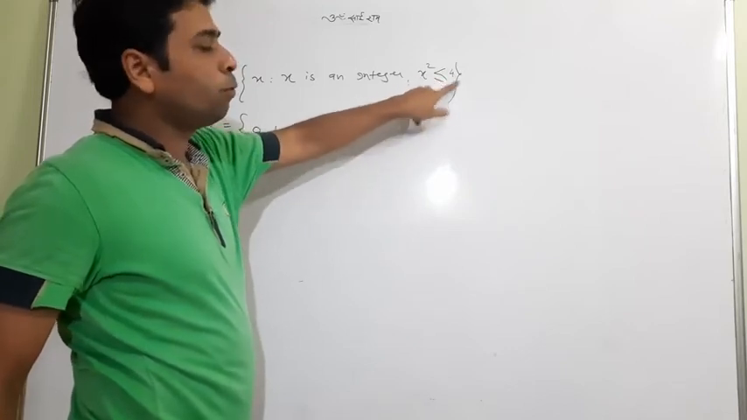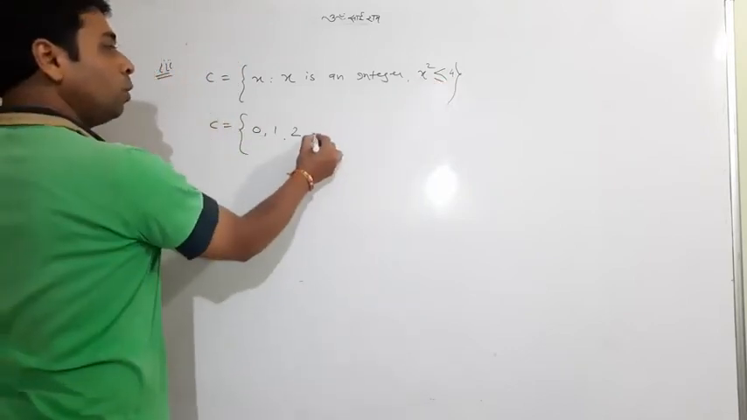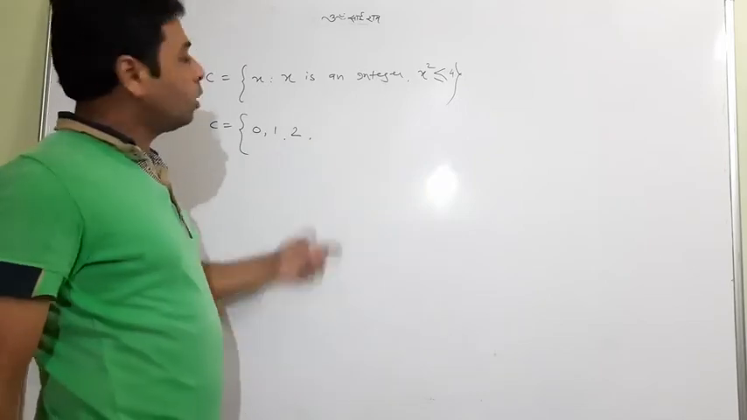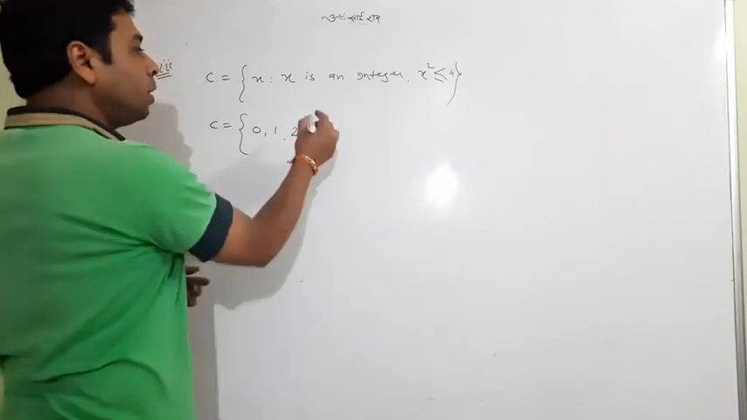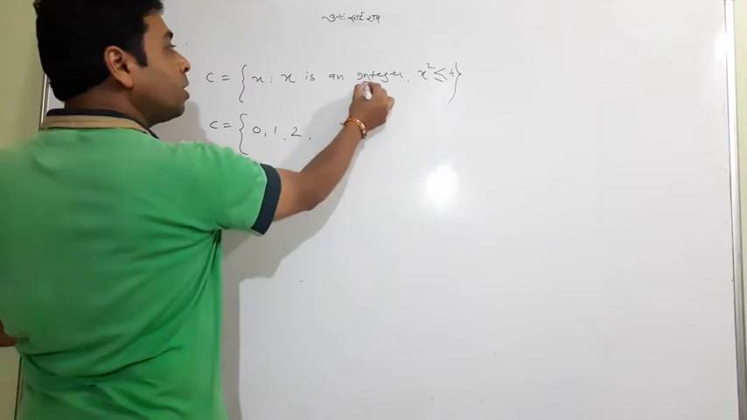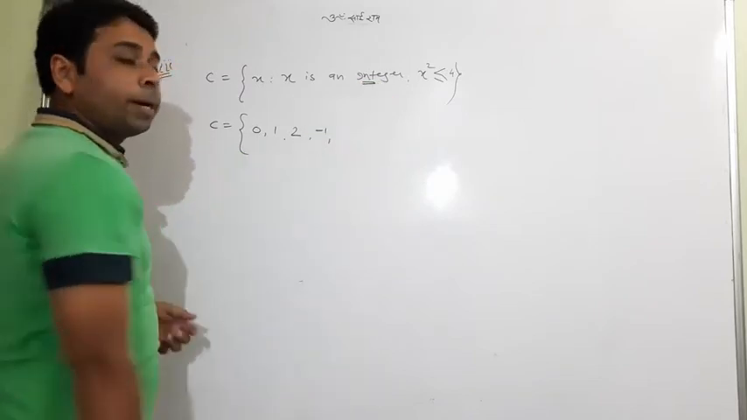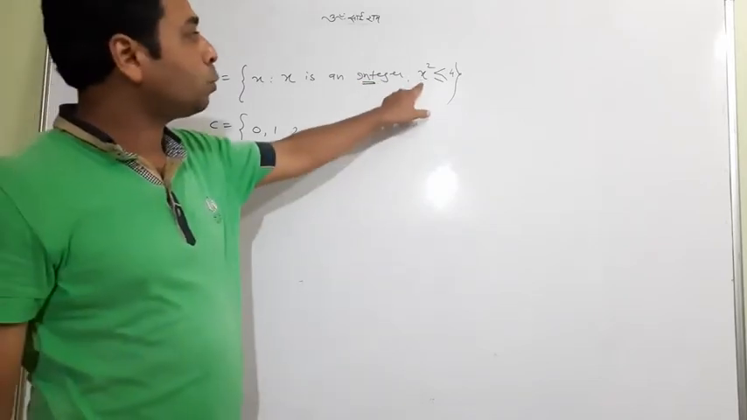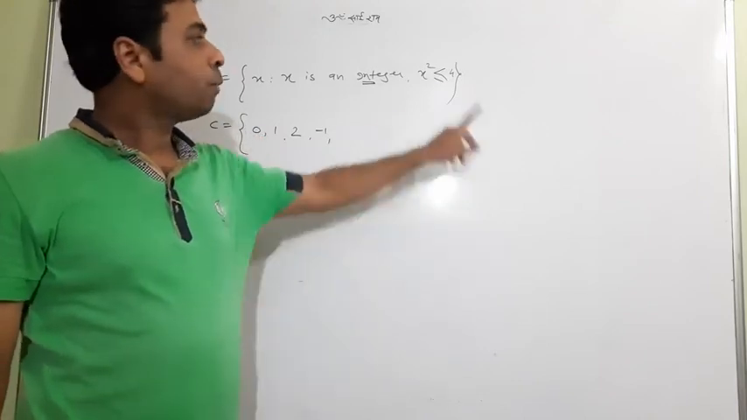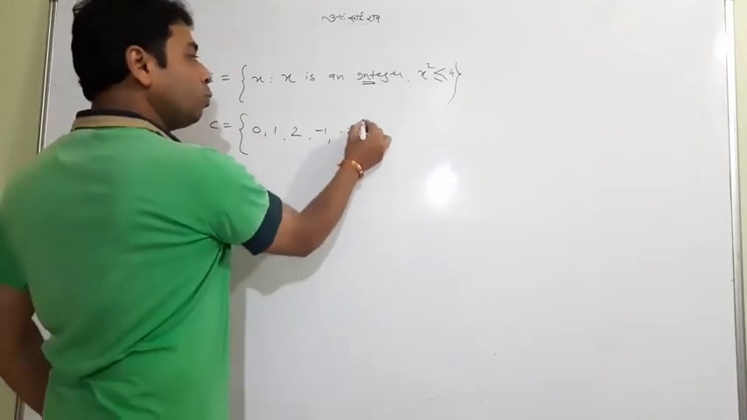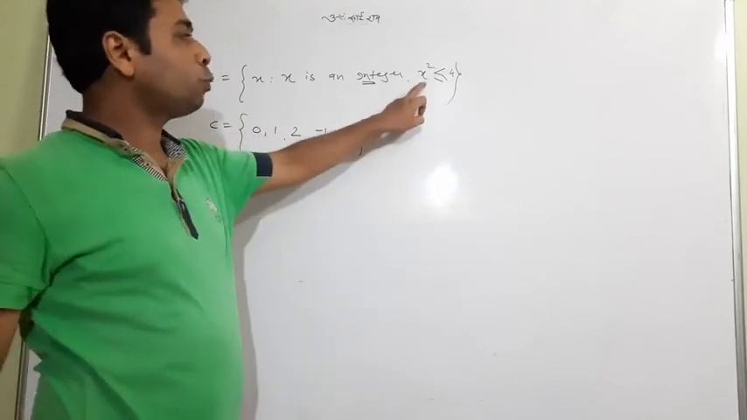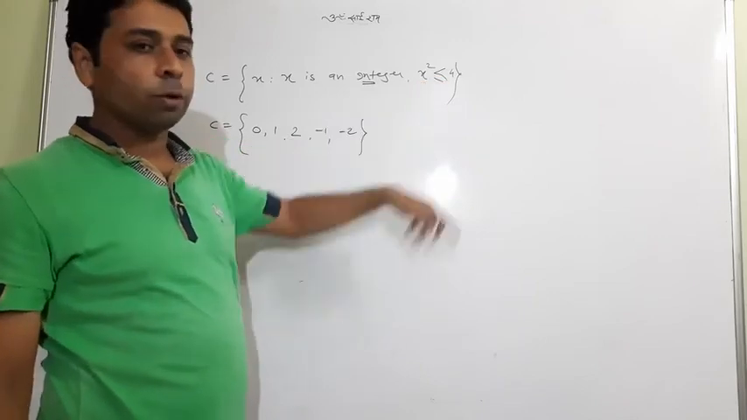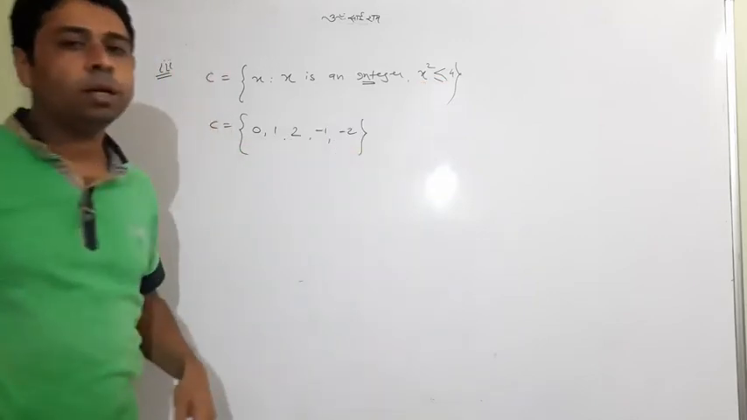So 4 is equal to 4, meaning it is satisfying. 2 also. Sometimes students get confused and write only till here. But they must remember that an integer can also be a negative value. Minus 1 also will be there, because minus 1 squared is 1, which is less than 4. And minus 2 again, when I put minus 2 squared, meaning 4, is equal to 4. So these 5 values will be the answer.